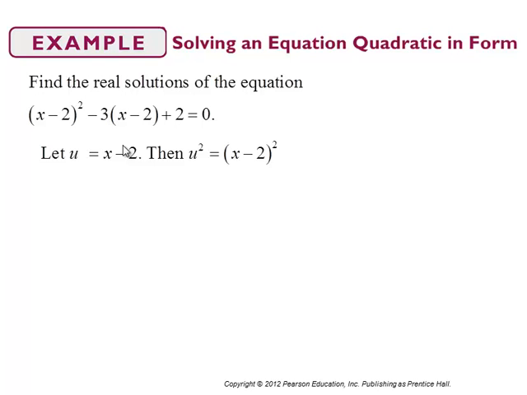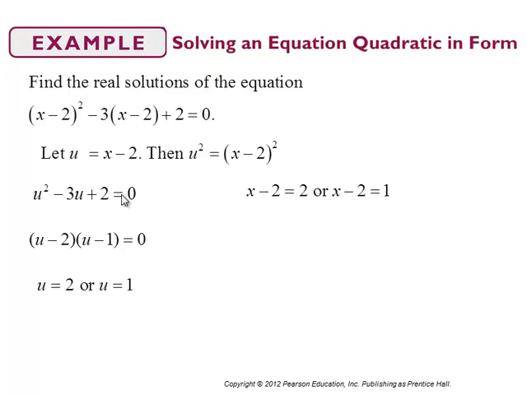Let some other letter of the alphabet, like U, be equal to x minus 2. And then that gives you this expression here, this equation. And then solve for U. Okay, and then if U is equal to 2 or U equals 1, that means that x minus 2 is equal to 2 or x minus 2 is equal to 1. And then add 2 to both sides, so you have x equals 4 and x equals 3.